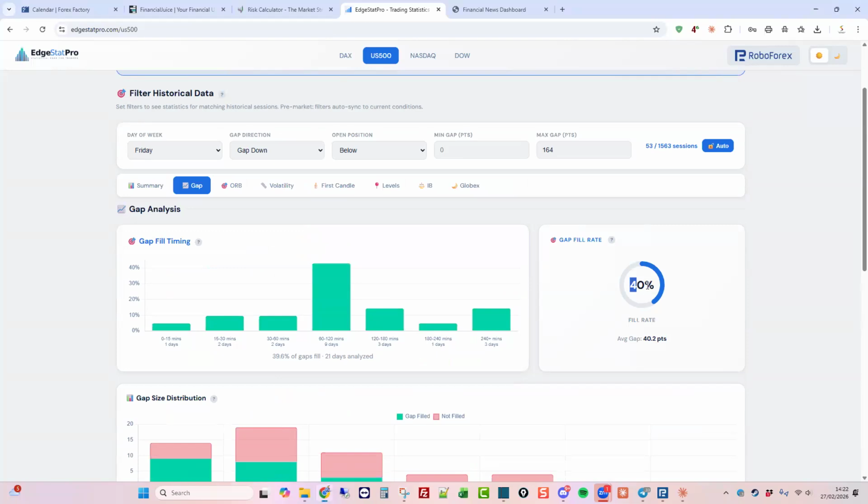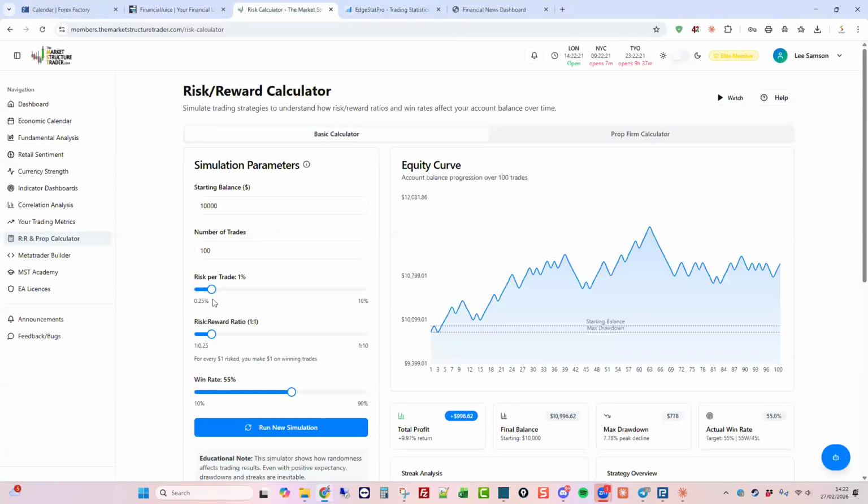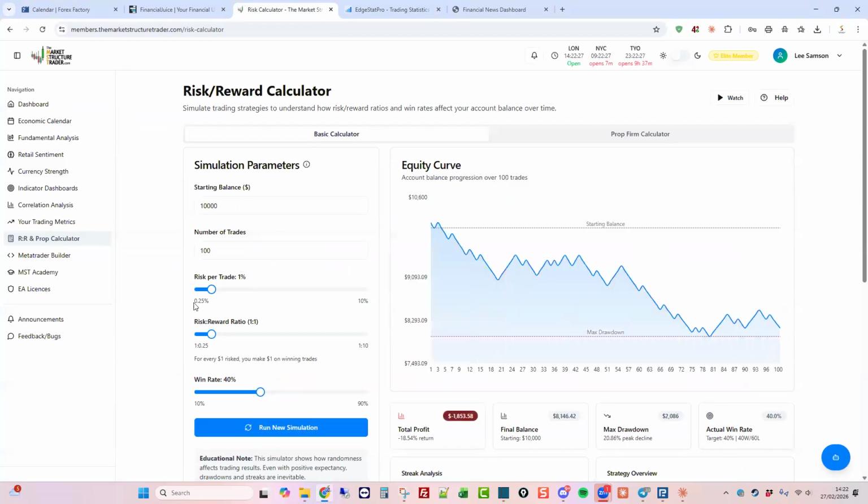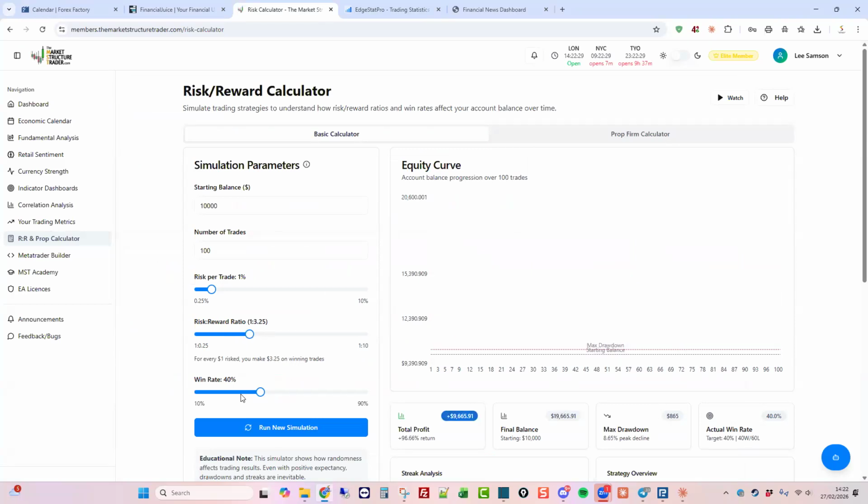So if you get a 40% fill rate on these gaps, you can very easily go over here and go, okay, my probability is I'm going to get a 40% strike rate on this type of trade. What risk reward ratio do I need to make it worth taking a trade?